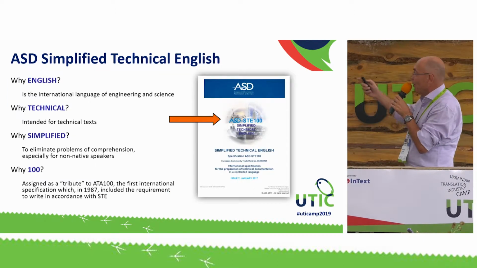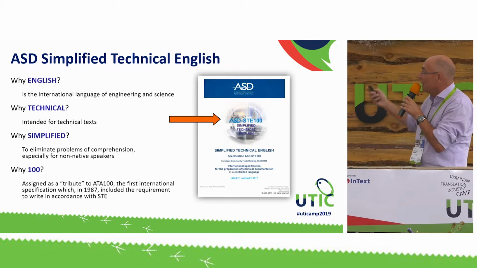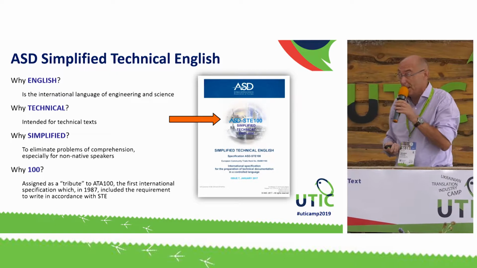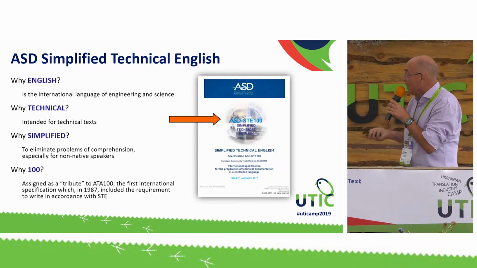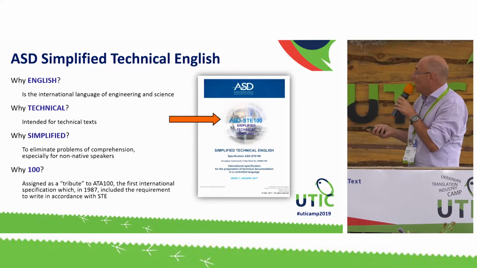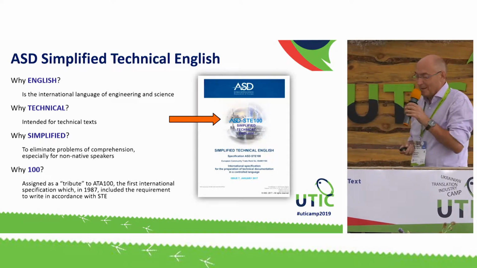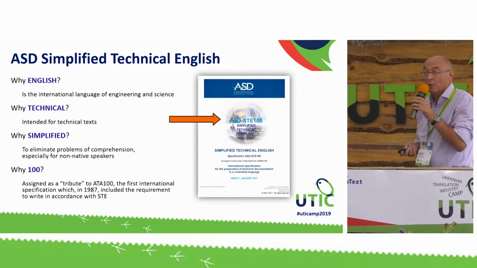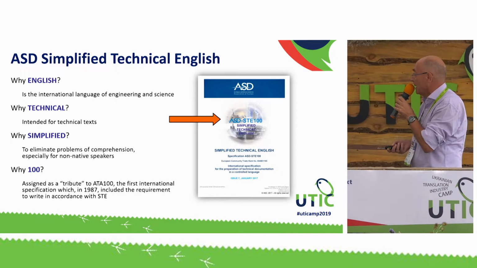And so, why English? English is the international language of engineering and science. Why technical? Because it is intended for technical texts. And why simplified? Simplified is to eliminate comprehension problems, especially for non-native English speakers.